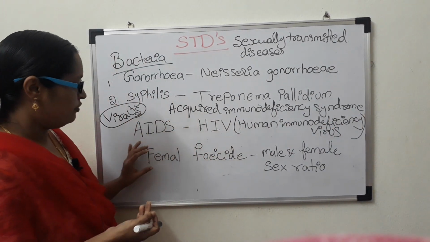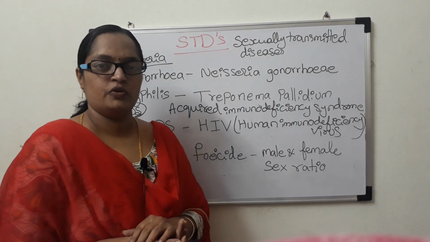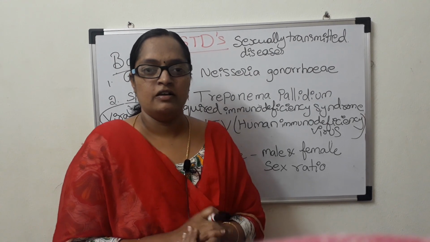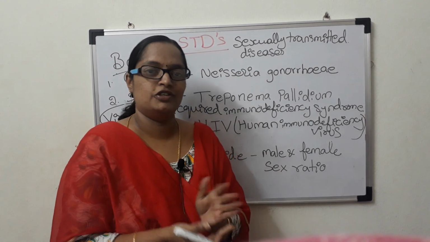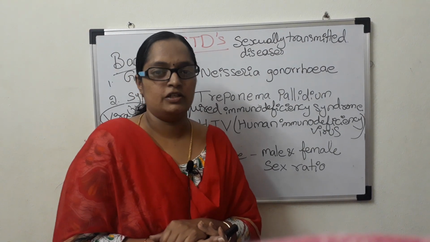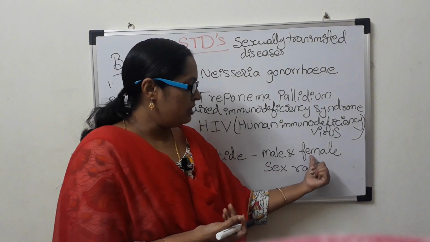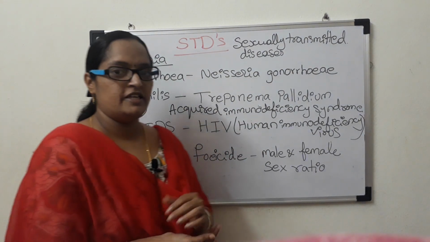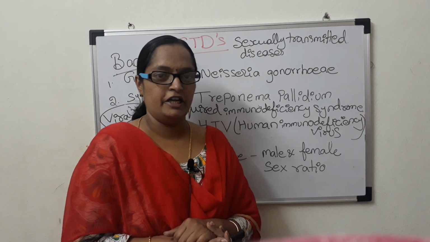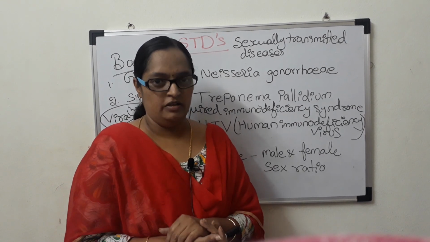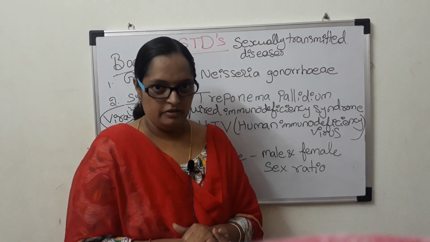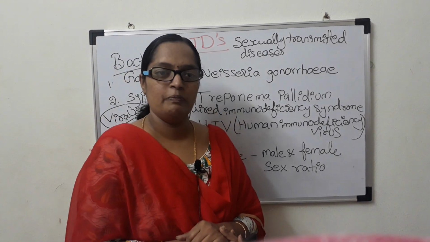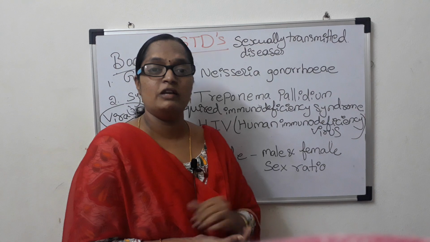Okay. Then comes female foeticide. What is female foeticide? That is killing of the female embryo or the fetus in the uterus of the mother. Because of that, the male and female sex ratio will be affected. Female foeticide is an injustice. We should not determine the sex of the baby. Prenatal sex determination, we can call it female foeticide. Because of that, the male and female sex ratio will be affected more.